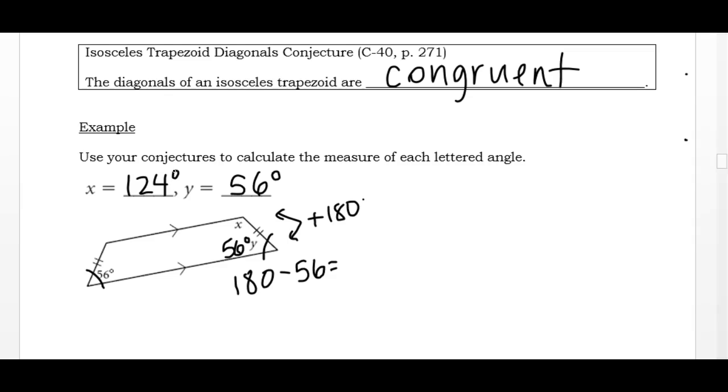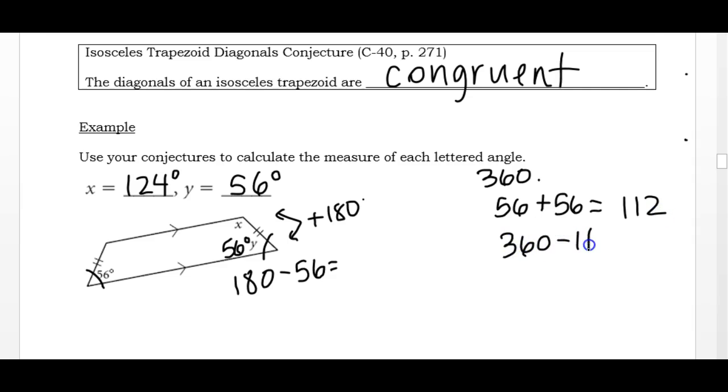Some students don't like to do it that way, so I'm going to give you another option. If you choose it, we should remember that the four angles of a trapezoid will always add up to 360. So I know I have 56 so far in one corner, 56 on another corner. That is 112. I can do my 360 minus 112, and that is 248. And then because I have two angles left over, I got the same answer of 124.